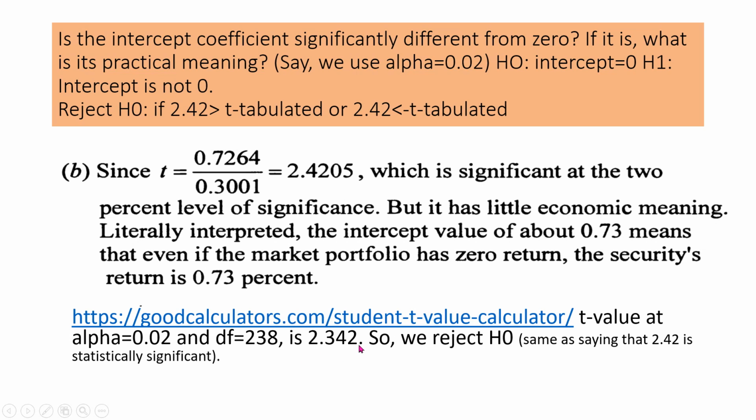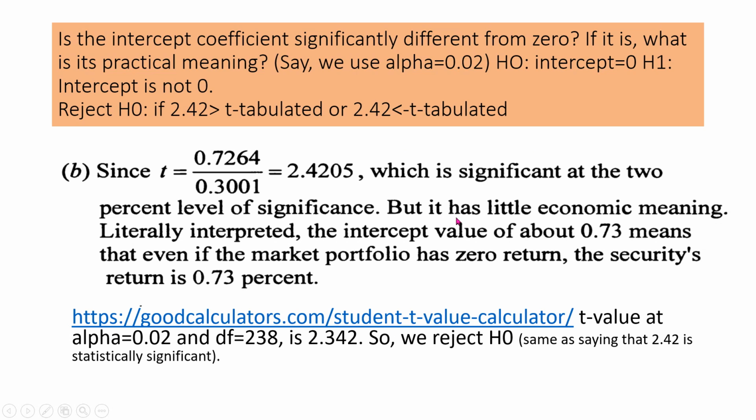That means that it is significant. Now what does it mean that it is significant? It is as simple as saying that we reject H0. Rejection of H0 means that this 2.42 should be either greater than this or less than minus of this. You can see that 2.42 is greater than 2.342, therefore we reject H0. So saying that we reject H0 is the same as saying that the result is statistically significant.